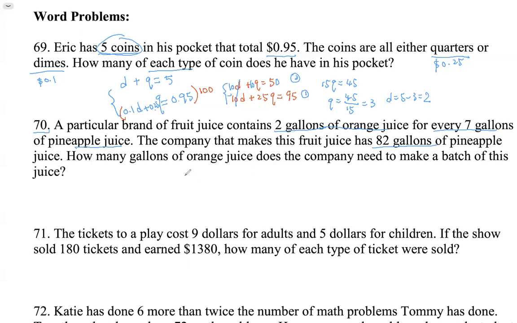So this is a ratio problem. This is 2 gallons of orange juice to 7 gallons of pineapple juice. So this is the ratio between those 2 different kinds of juice. Now, this ratio has to be kept. Now they have 82 pineapple juice. That's corresponding to how many orange juice, right? So let's call this X.